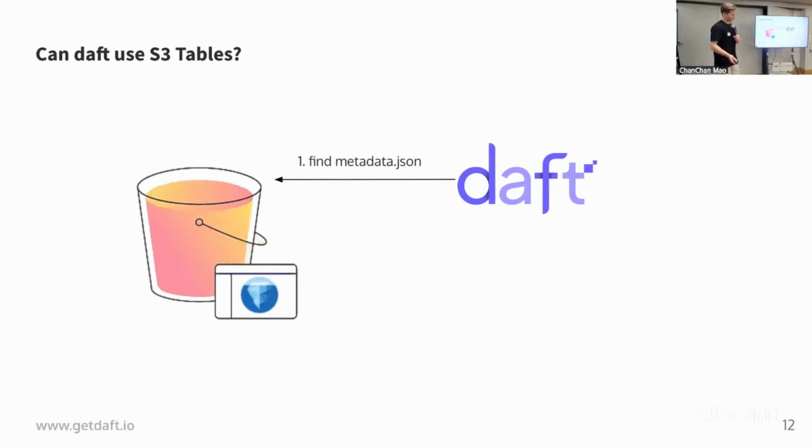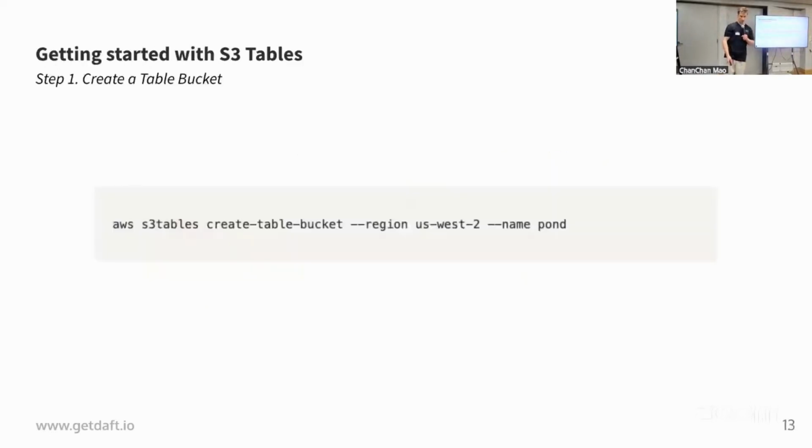Okay, so we should be able to read them if we can get our hands on this metadata file. But I need to set some stuff up first. So now I'm going to walk through AWS's getting started tutorial, and we'll figure out how to create one of these buckets, create a table, and our goal here is to upload a Parquet file.